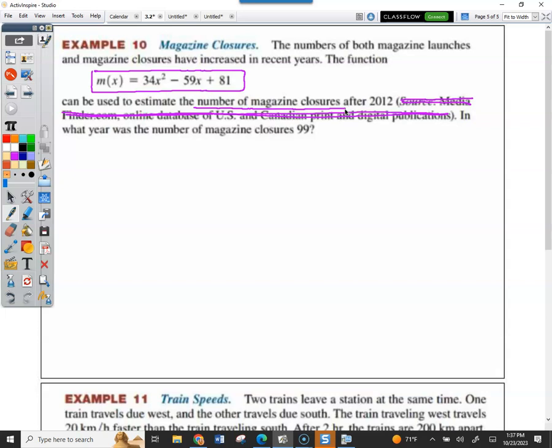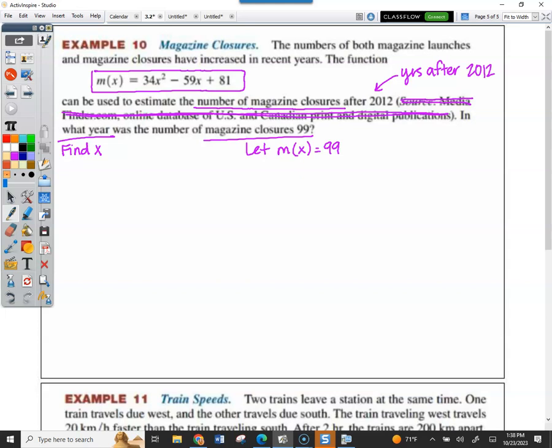X represents what? Years after 2012. In what year was the number of magazine closures 99? In what year means find X, which means they're giving me M of X. Is X years after 2012? M of X is the function to estimate the number of magazine closures.